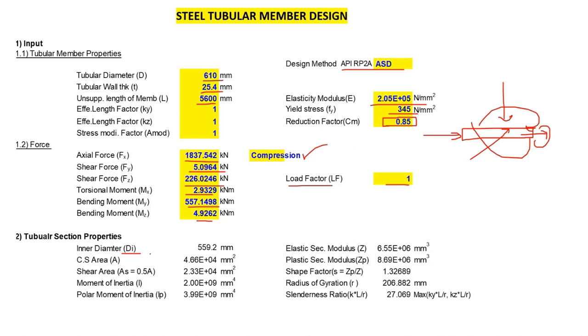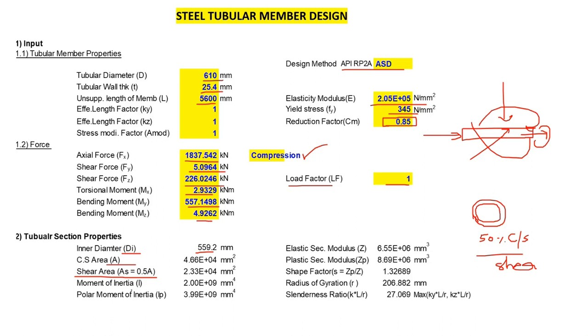This inner diameter, you know how to calculate: diameter minus 2 times thickness. Cross sectional area also, by square before you can get it. Shear area, this shear area is important for calculating the actual shear stress. You know, in circular shape tubulars, the shear area is only 50 percent of the cross sectional area. Okay, 50 percent of cross sectional area we need to consider for the actual shear stress calculation. This also you can see in the API RP2A.